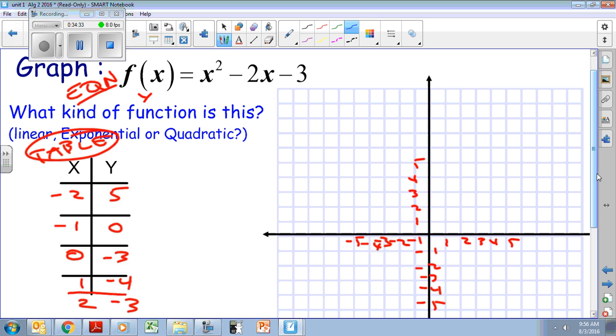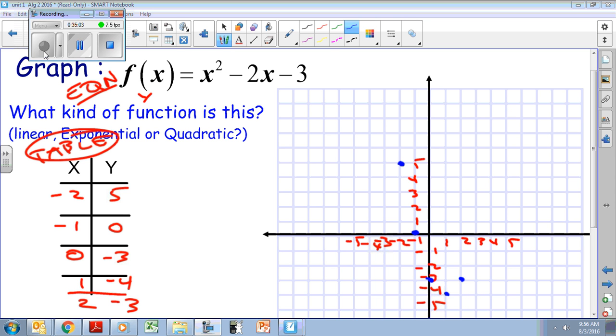Here we go. Negative 2 and a 5. Negative 2, go up 5. Negative 1, I'm at 0. 0, I'm at negative 3. 1, I'm at negative 4. That's an ugly picture. 2, I'm at negative 3. Here, and then that'll be it.